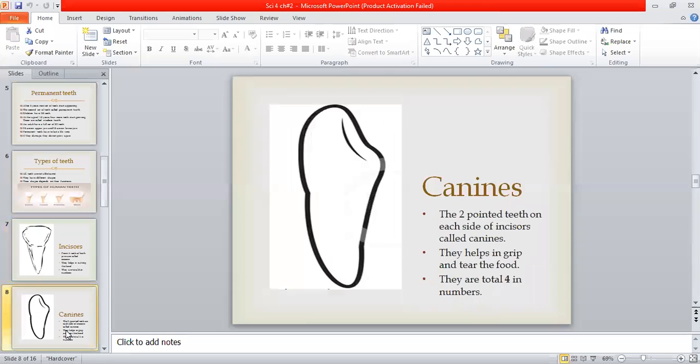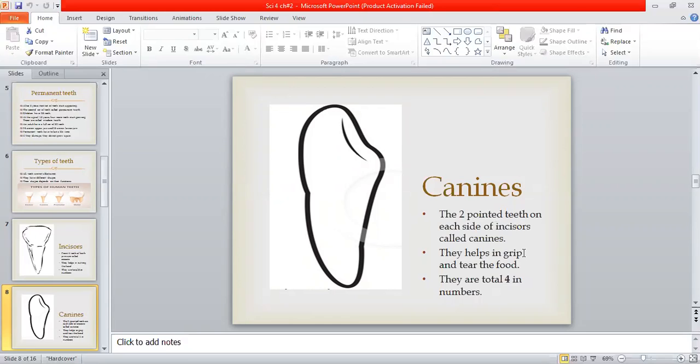The next set of teeth are canines. You have seen on your right and left side of the face there is one sharp tooth. After this lecture, you can observe your teeth in the mirror as well. You can see there are two pointed teeth on the right side and the left side, in both upper and lower jaws, on each side of the incisors.